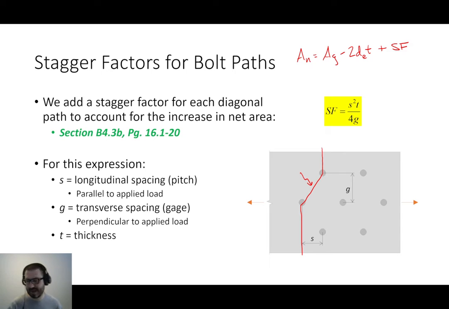Now, from a notation perspective, here on the slide, you see that the member is aligned in a horizontal fashion, so we're applying the load this way. Whenever you're looking at a diagonal path, S is parallel to the applied load, so it's in the direction of the applied load. So S would be this dimension here, and G is perpendicular to the applied load. So G is that dimension here. We call that the longitudinal spacing and the transverse spacing. Sometimes the transverse spacing is called the gauge. That's why we use G for that dimension and just S for longitudinal spacing. And then obviously the thickness.